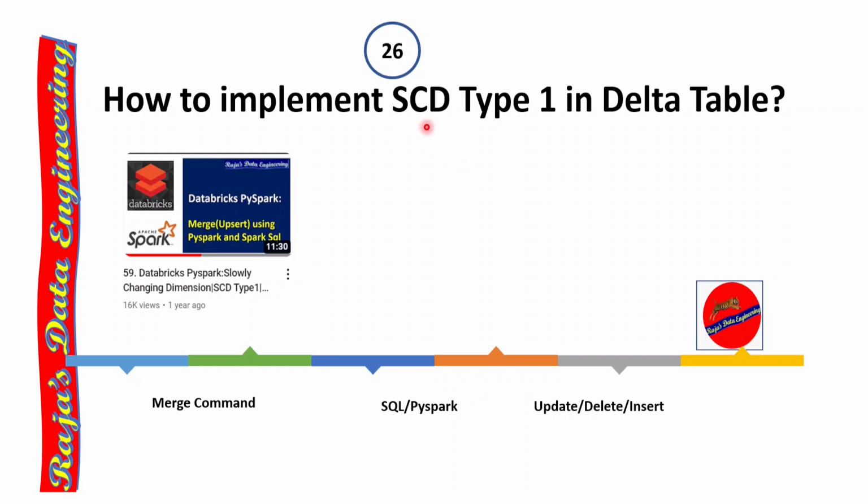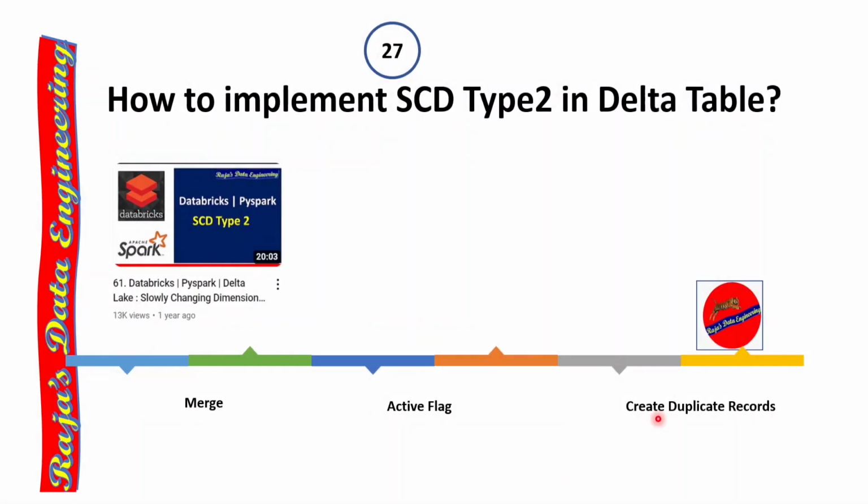Coming to type 1, basically we are overwriting. We are not maintaining any history. We can consider update, delete, and insert, all three operations. And coming to SCD type 2, again we have to use a merge statement. In SCD type 2, we are maintaining history, so an active flag column would be mandatory. In order to insert a new version of the records for existing records, we have to create duplicate records. I have already talked about this in detail in that particular video. In case you need more information, you can refer to that video.